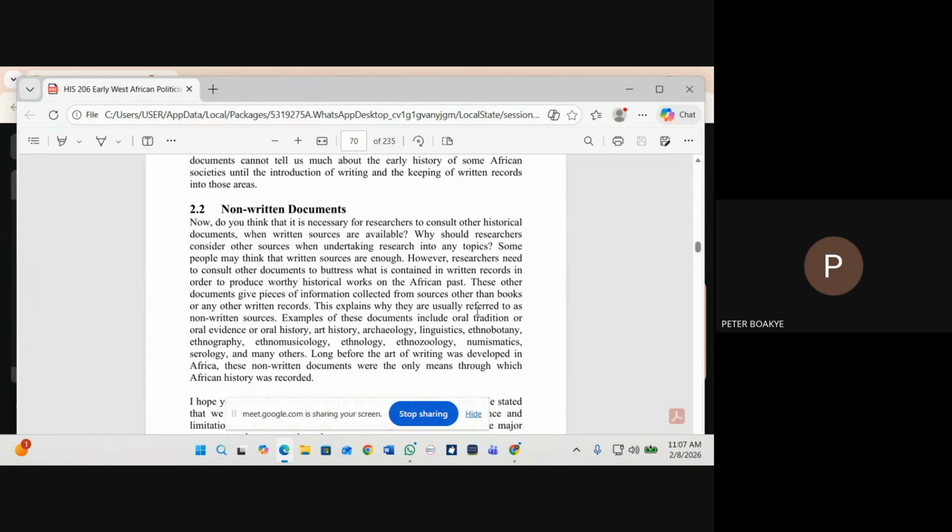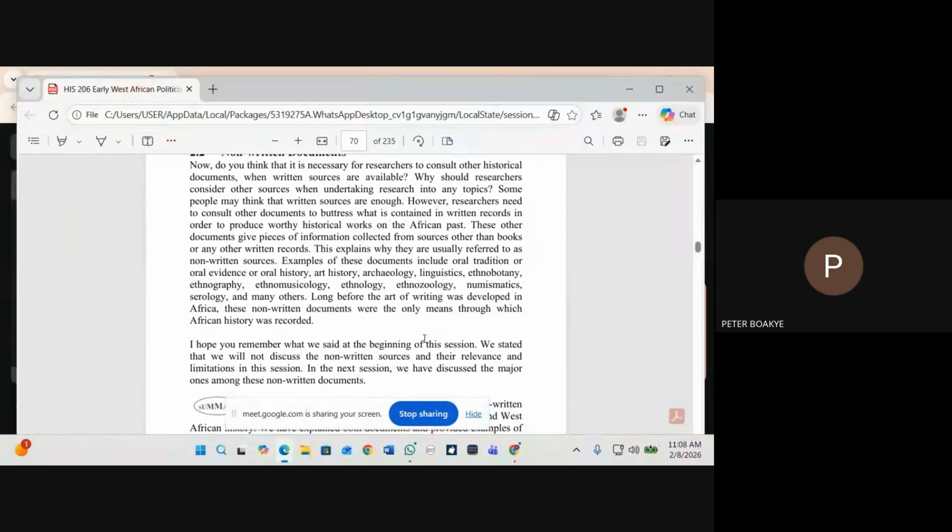So, non-documentary sources. Do you think that it is necessary for researchers to consult other historical documents? Yes, it's very important, and hence non-documentary sources. Examples of non-documentary sources are oral tradition, or oral evidence, or oral history, art history, archaeology, linguistics, ethnobotany, ethnography, ethnomusicology, ethnology, ethnozoology, numismatics, zoology, and many others. These are all non-documentary sources.